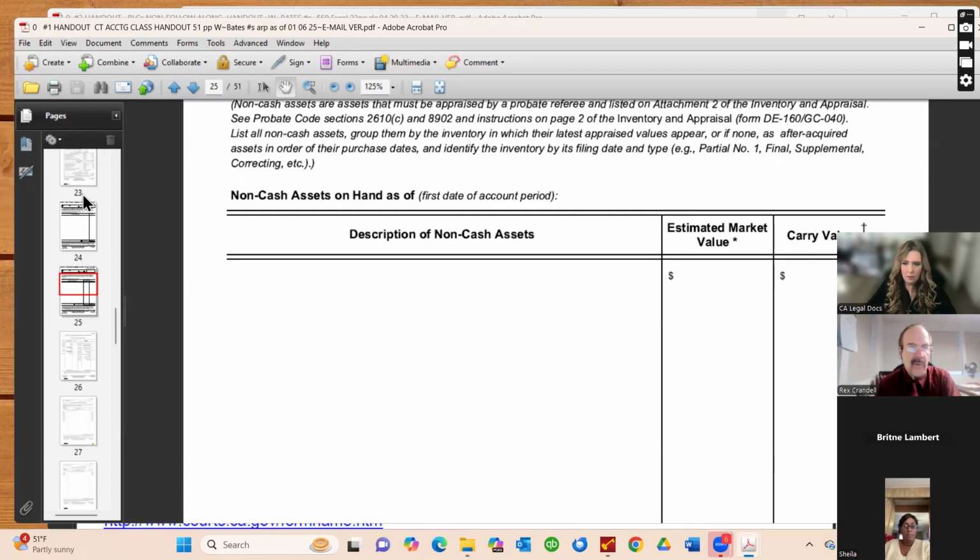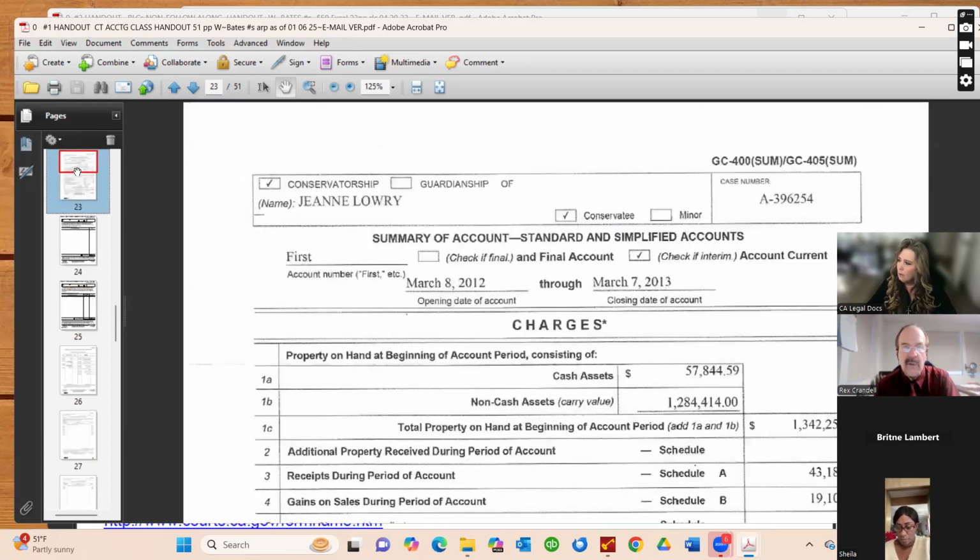I'm sorry, just one more thing. At the very top, when you said don't check conservatorship or guardianship if it's probate, just write in probate. Underneath where it says conservatee and minor, am I supposed to add something else there or just leave those boxes clear? For probate, you would not check conservator, not check guardianship, and you would just put probate. You leave the boxes underneath blank also. Okay, wonderful. Thank you so much.